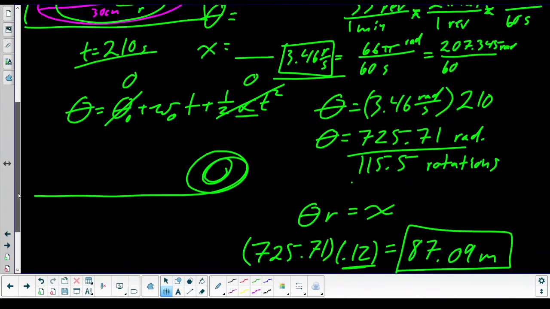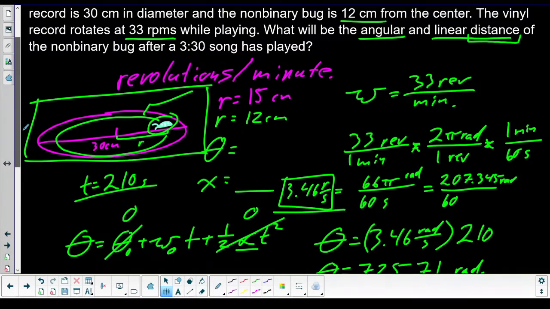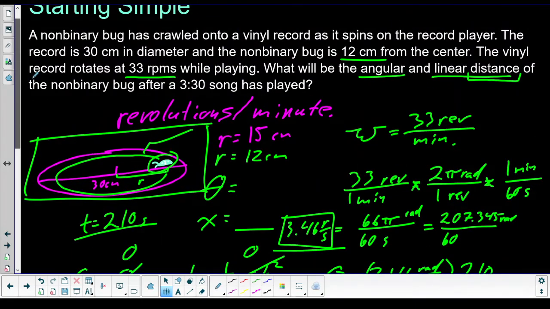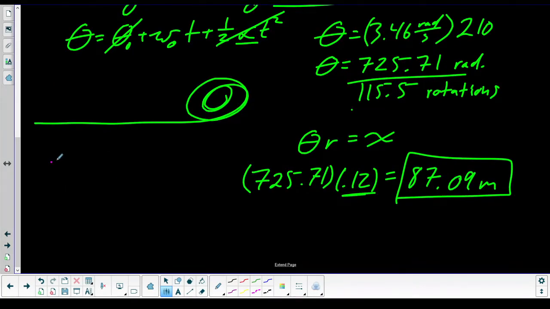Anyway. Can I show you maybe a shorter way to do this, if you're just looking straight up for the rotations? Let me find a nicer color. Okay. Let's revisit our units here. It's rotating 33 revolutions per minute for 3.5 minutes. Okay. Let's just do some simple multiplication. 33 revolutions per minute times 3.5 minutes.